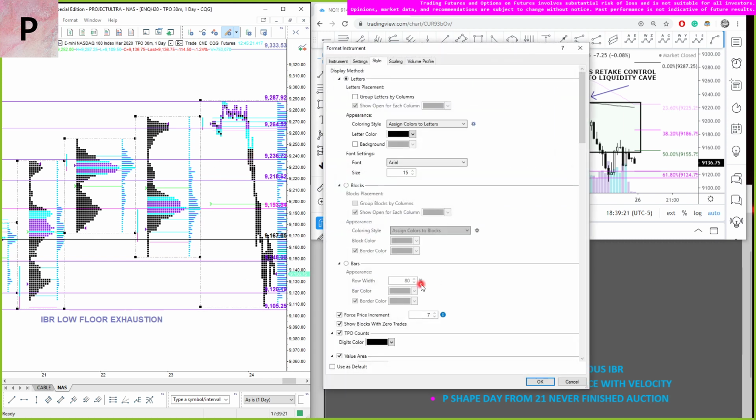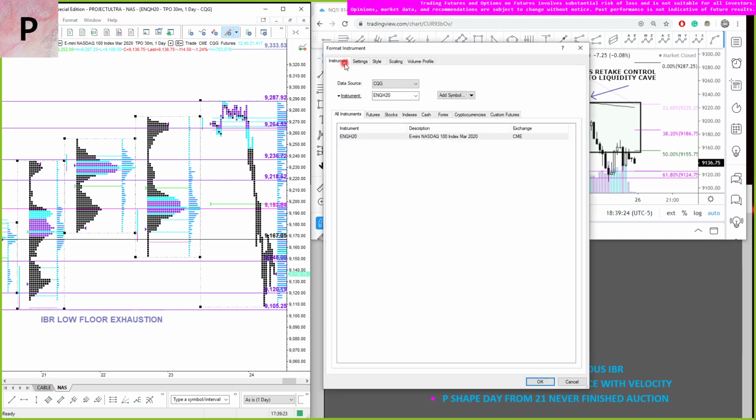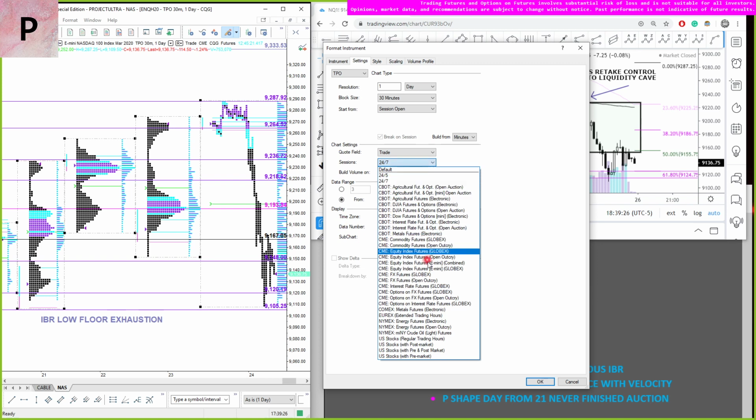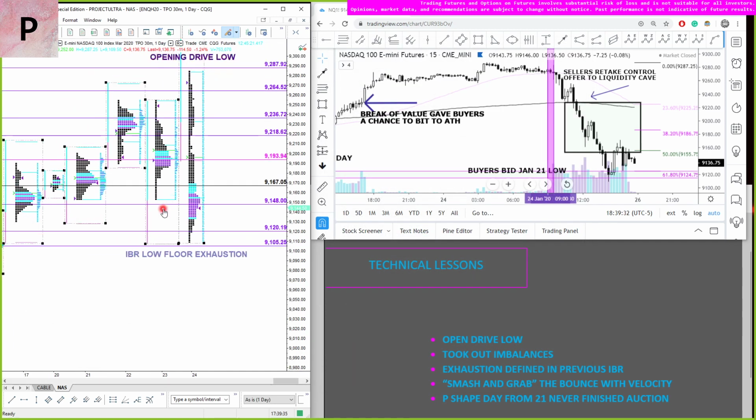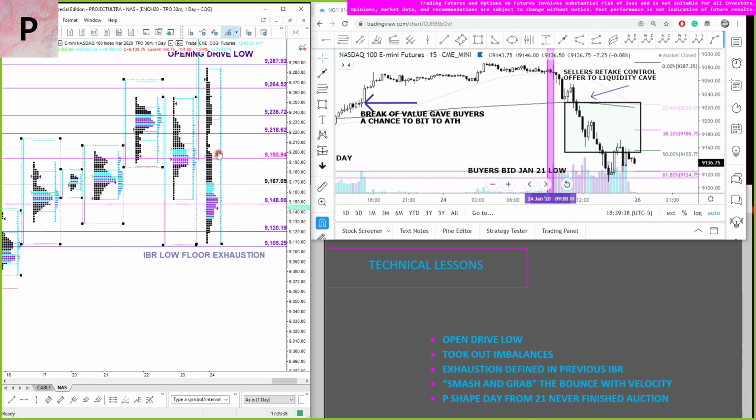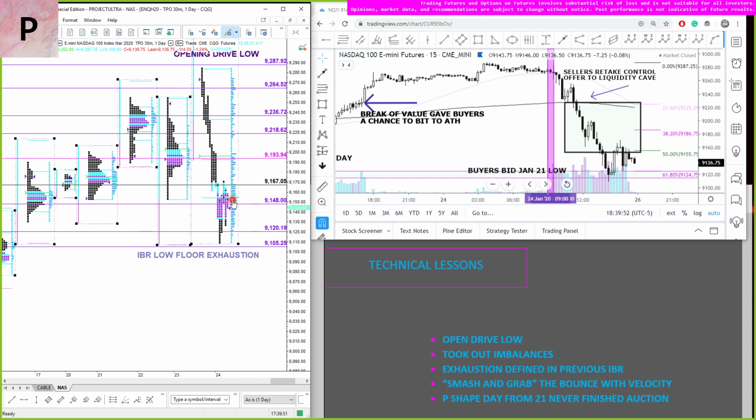And I really want to kind of embellish this point. So I'll go ahead and show you guys the open outcry. And for those of you that are new, the open outcry is the term used to represent the opening hour of the New York Stock Exchange, meaning the 9:30 bell. So let's go ahead and expand this profile. I'm going to go ahead and zoom in.